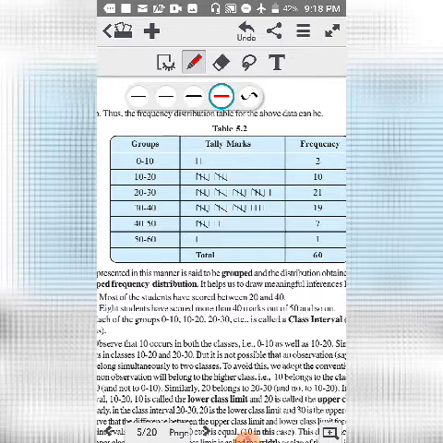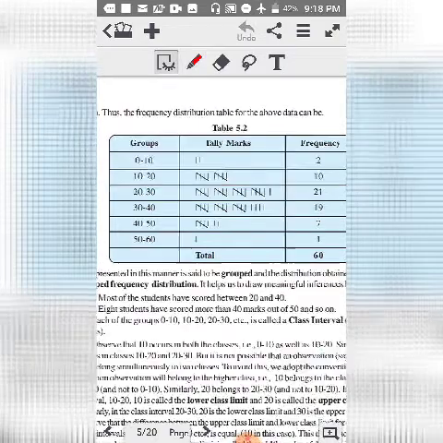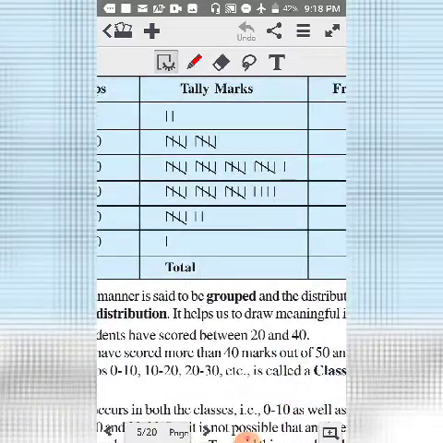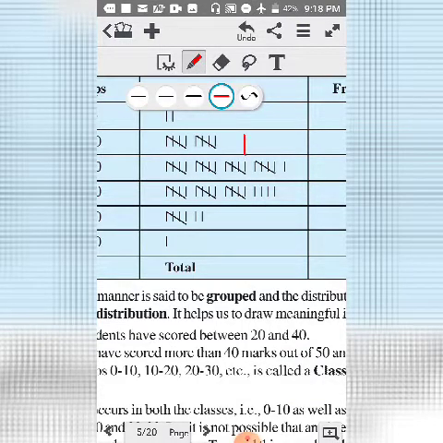Now the most important thing here is that the students who have scored marks between 10 and 20 are counted as you are seeing, the information is shown by drawing vertical lines. So when you make 4 vertical lines, 1, 2, 3, 4, it means 4, and when you make a cross it means 5.